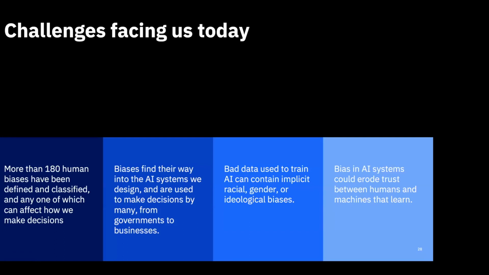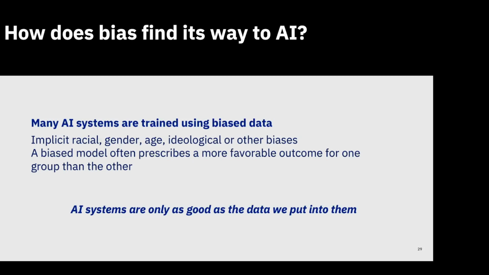So, okay, but how does bias eventually make it into the AI system? On the next slide, I will elaborate on this a little bit further. According to research, there are more than 180 human biases classified, some of which can actually be detected in our AI systems.